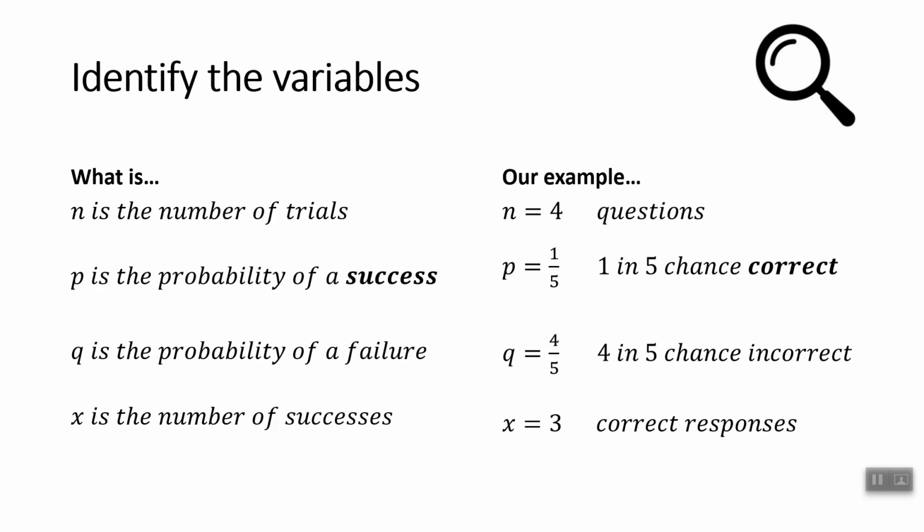So we want to go back and use this formula. In our example, N is 4. That is 4 questions, which relates back to 4 trials. The probability of success, that is getting the question correct, is 1 over 5. Q, the probability of a failure, is that 4 in 5 chance that you get it incorrect. And finally, X being the number of successes, for this probability request we want to know the probability we get exactly 3 questions correct. So X is equal to 3.